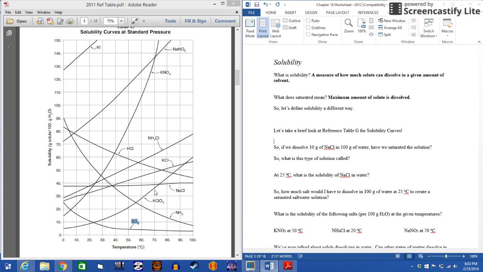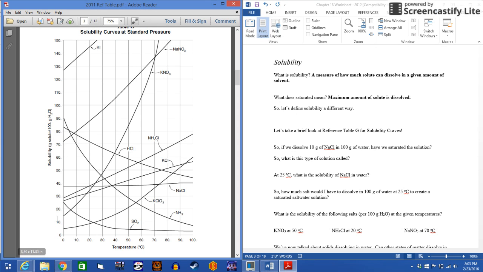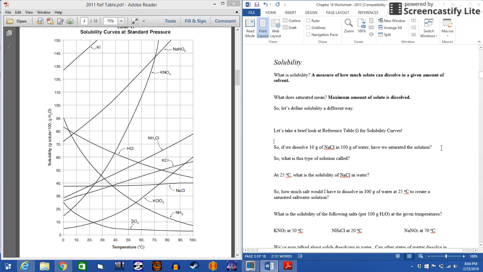Where would that be to have 10 grams, 100 grams of water? So it's per 100 grams of water. So that's this 10 grams is right here, anywhere along this line, and here's the line for sodium chloride. So what this graph says is that you will be able to dissolve about 38 to like 39, maybe at a higher temperature, maybe 40 grams of sodium chloride in 100 grams of water. And we're putting 10 in. So have we saturated it?